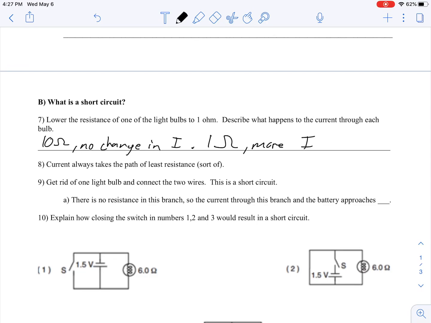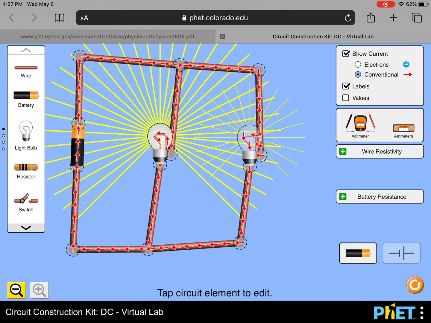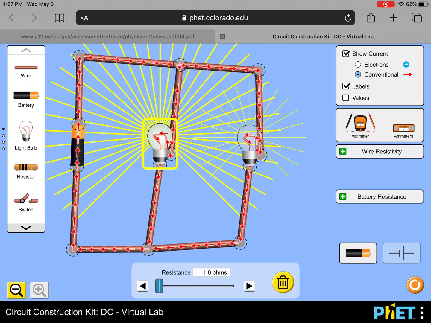Current always takes the path of least resistance, sort of. There's still current going through this light bulb on the right, but notice how this one on the left has a lot more current going through it because it wants to go that way. It's just easier for those electrons to move, for those positive charges to move, however you want to think about it, when there's less resistance in one path. Think about it, if you have 2 hallways you can go down. One hallway's got a lot of people in it.